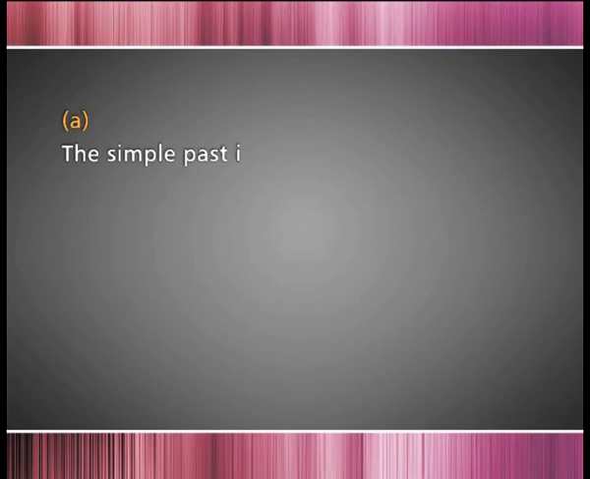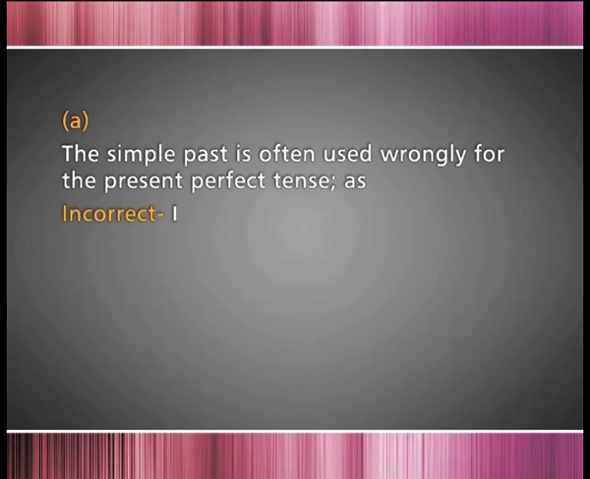Errors in the use of tenses. Sometimes the students get confused in the usage of tenses and they make a lot of mistakes. Here are some examples of common errors which are generally made by the students while speaking or writing English. A. The simple past is often used wrongly for the present perfect tense.